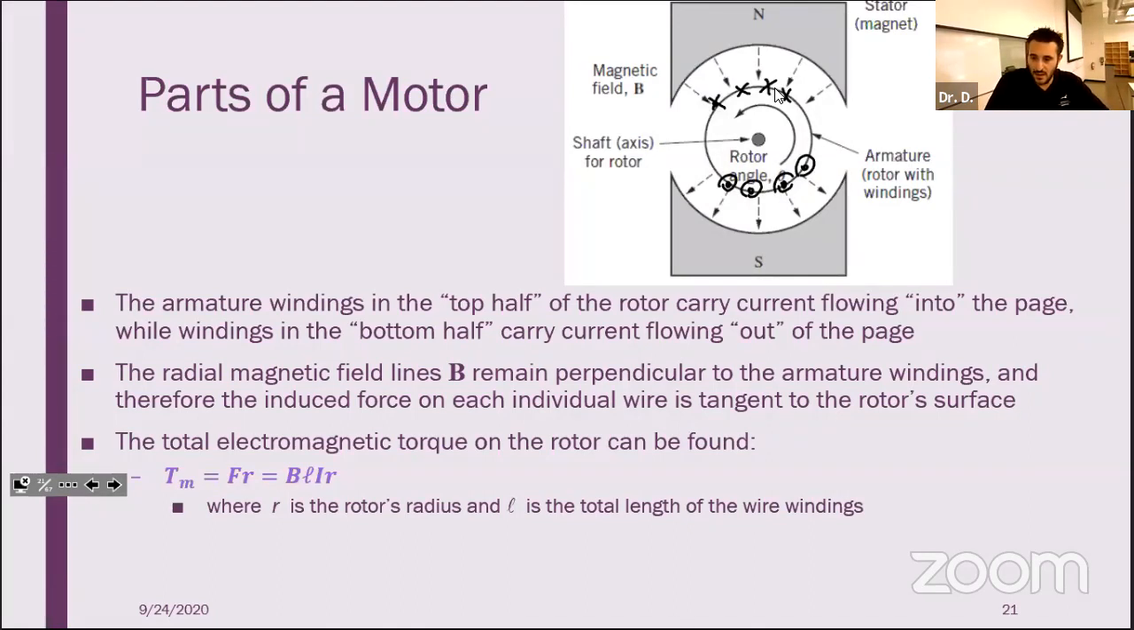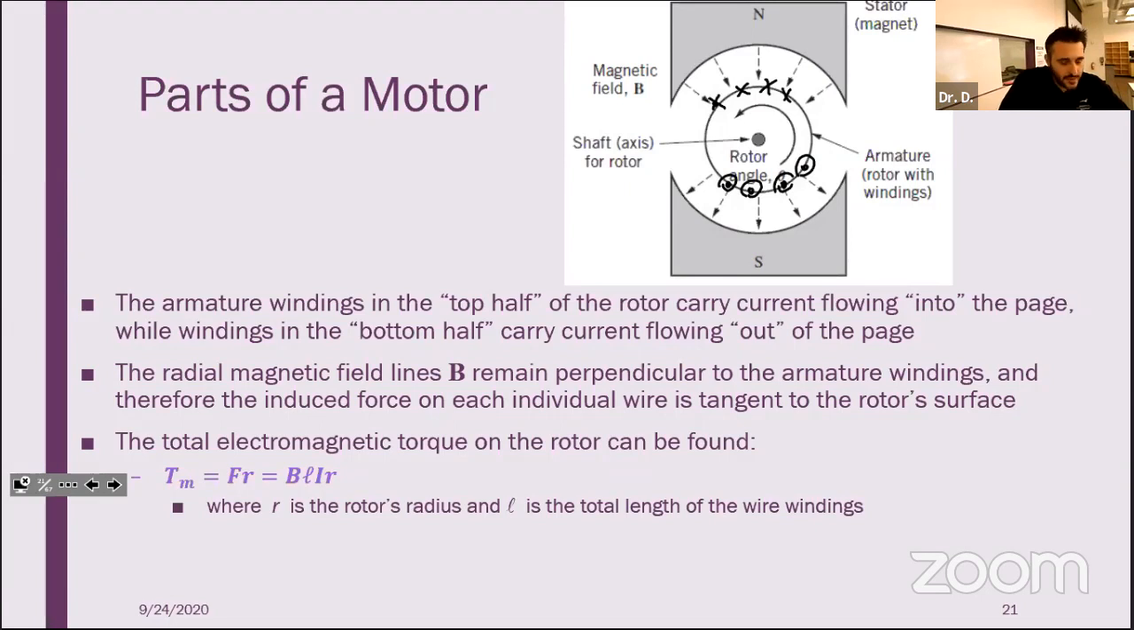That's what that is. We have a radial magnetic field here, right? So our magnetic fields are intersecting in a strange way. It remains perpendicular to the armature windings, and therefore the induced force on each individual wire is tangent to the rotor's surface. So we can write this down: the total electromagnetic torque on the rotor. The torque of the motor, T sub M. Well, remember, a torque is what? It's a force times the distance away from our axis of rotation. In this case, F times R.